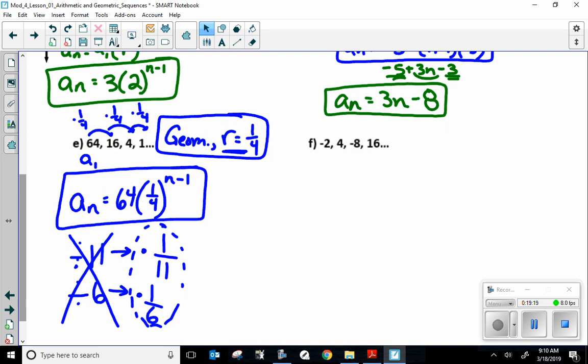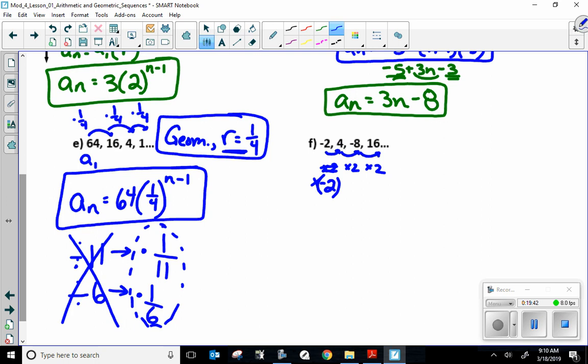Okay, last, but certainly not least, letter F. I know to get from 2 to 4, and from 4 to 8, and 8 to 16, I multiply by 2. However, notice I'm going from negative to positive. So how do I make negative 2 into positive 4? I multiply by a negative 2. Let's see if that works. I get from positive 4 to negative 8. Oh, I multiply by negative 2. And get from negative 8 to positive 16.